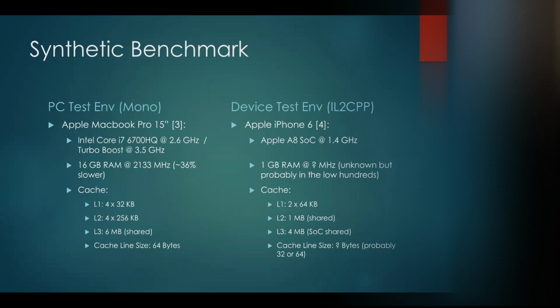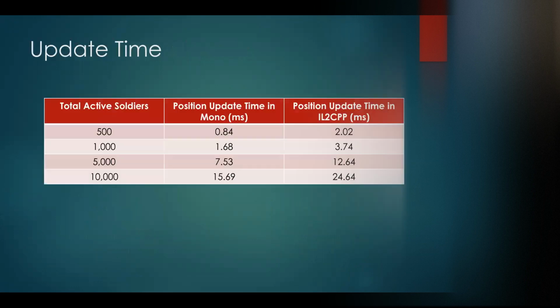And cache line size, unfortunately, we don't know this either, but it's probably 32 or 64 bytes as well. So, okay, we got our machines. We run the code that we developed, and in our synthetic benchmark, we run for 500, 1,000, 5,000, and 10,000 soldiers. We gather 500 samples for each one of these, and we take the average of all of those. This is running, again, on the Mac. The environment is Mono because C# is running in the Mono virtual machine. And this one is running through IL2CPP.